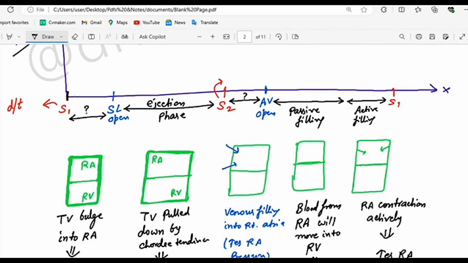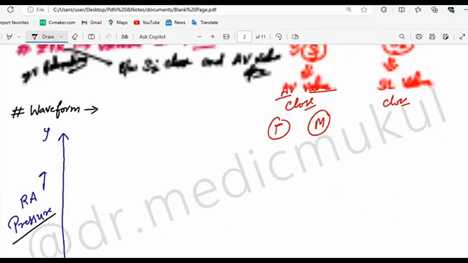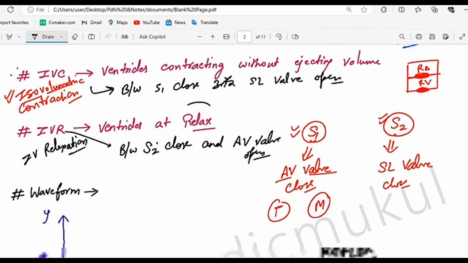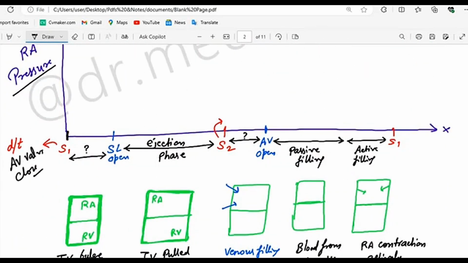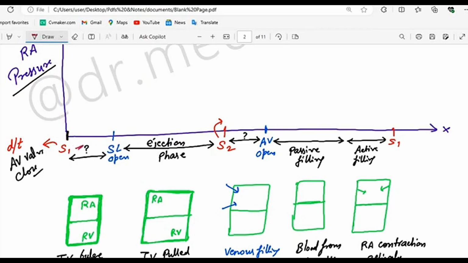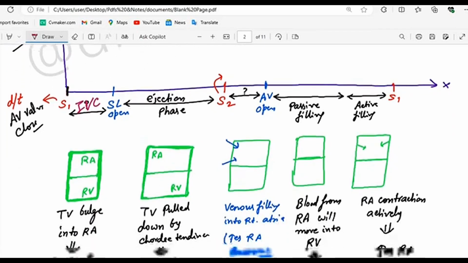What is the S1? This is due to AV valve closure. When the atrioventricular valve closes, we hear the sound that is called the S1 sound. Now we discussed that IVC means the ventricles contracting without ejecting. S1 closed, SL valve open. The timing between S1 closing and the SL valve opening is called the IVC, isovolumetric contraction.